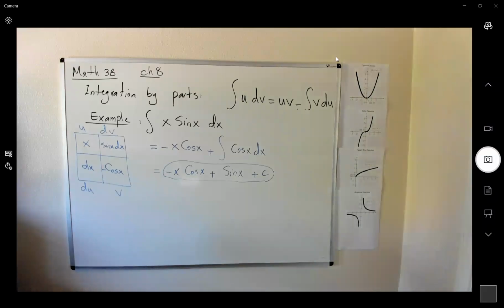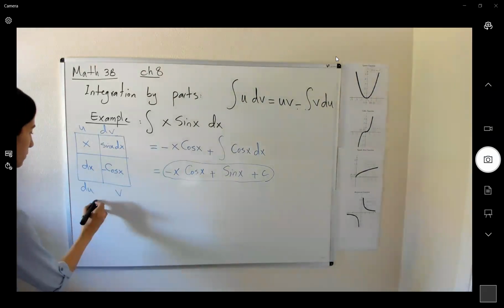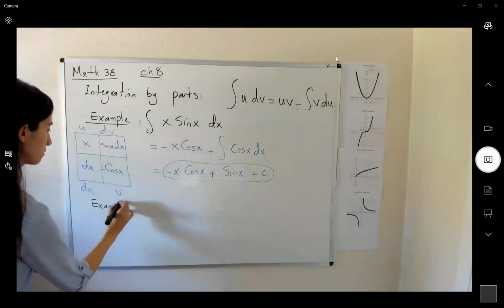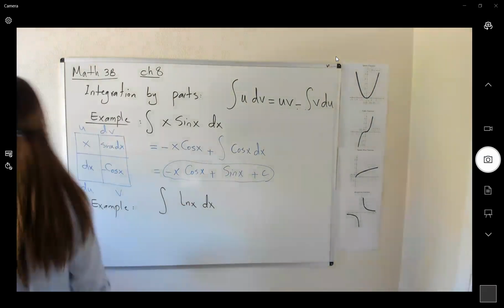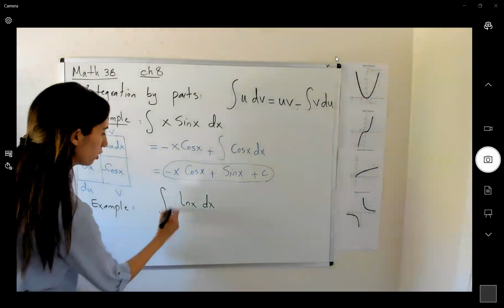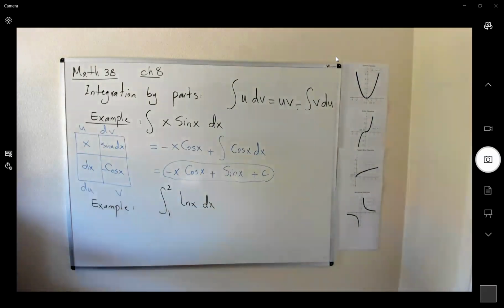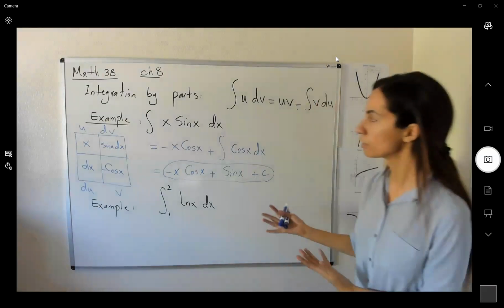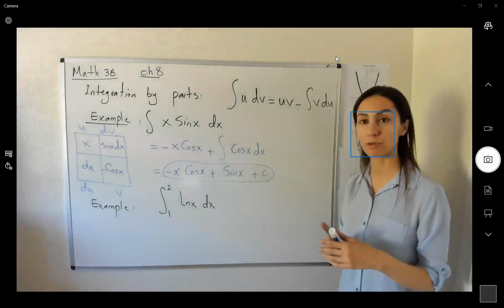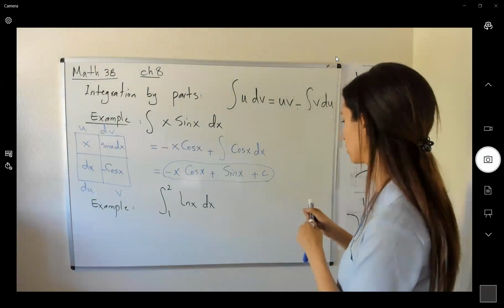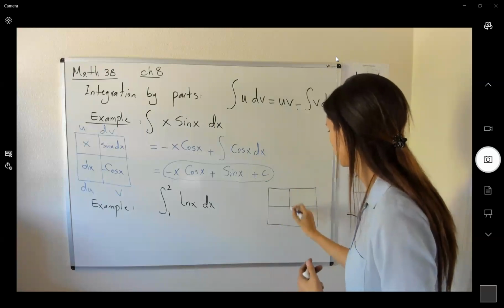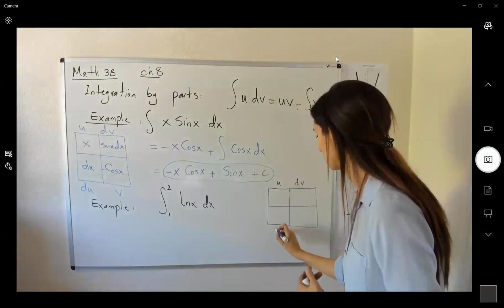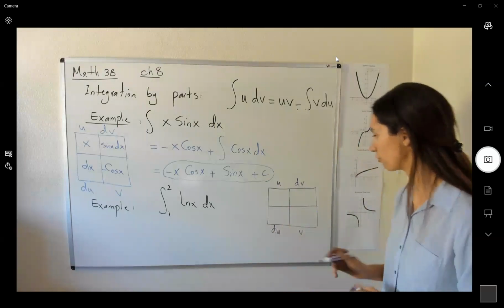One last example for you. Suppose you want to find the integral of ln of x dx, while x ranges between 1 and 2. There is no other method to use. You have to use integration by parts. So let us form our little table here: u, dv, then you have to calculate du and find v.